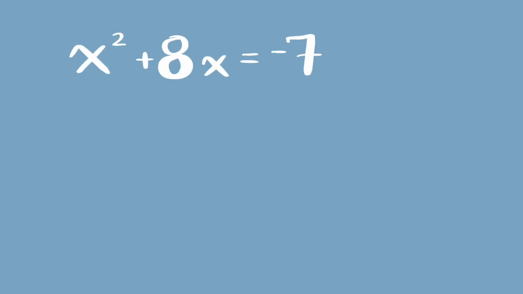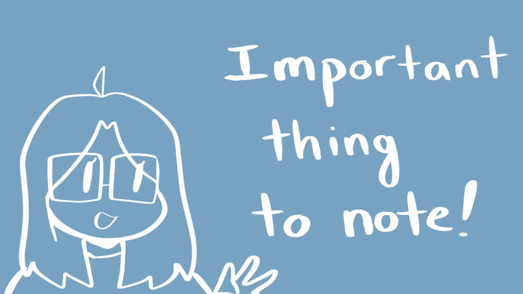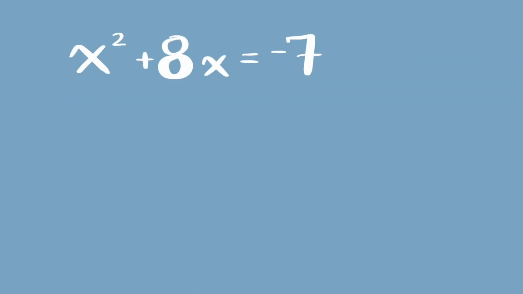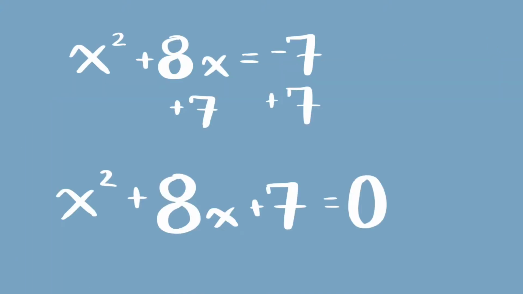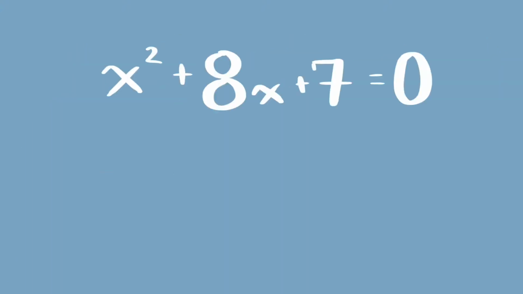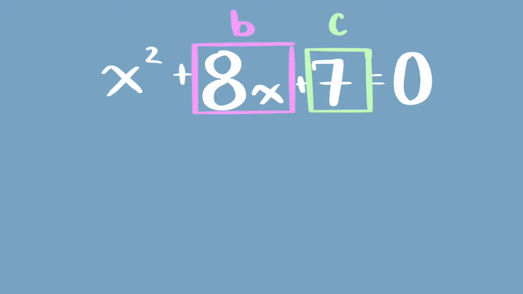Our example equation for this method will be x squared plus 8 times x equals negative 7. An important thing to note is that all quadratic equations must be set equal to 0 before solving. To fix this, just add 7 to both sides. Now that our equation is ready to be factored, the first step of the factoring is to factor out the coefficient, which in this case is 1, so we don't have to. After that, isolate the b and c terms, which are 8 and 7.